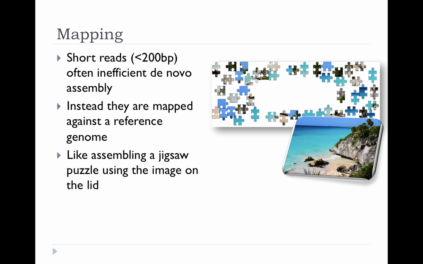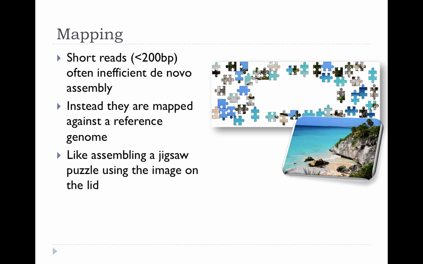This mapping process is like assembling a jigsaw, but instead of doing it de novo, you're using the picture on the lid. You know what your reference genome looks like, and you're just matching your reads up against that reference genome and assuming that everything that you want to know is in that reference genome. So if there are extra things in the strains that you're looking at that aren't in the reference genome, you won't uncover that information. It will be opaque to you. Those reads won't get mapped.